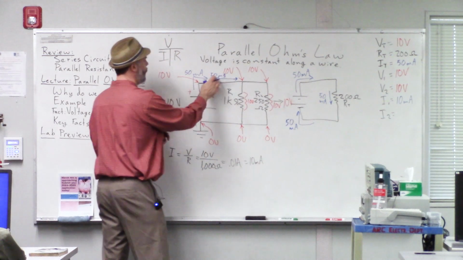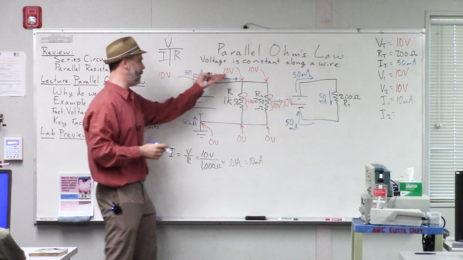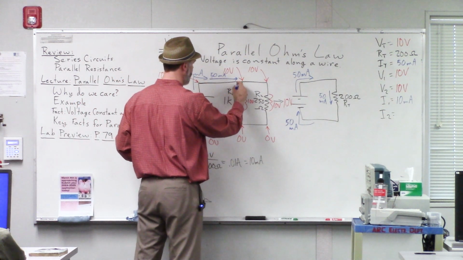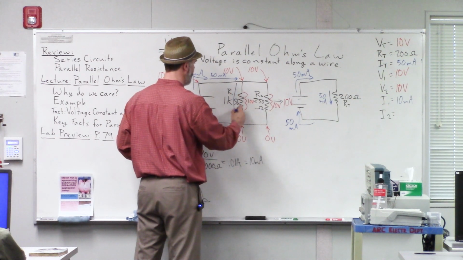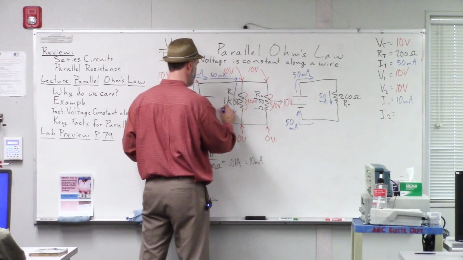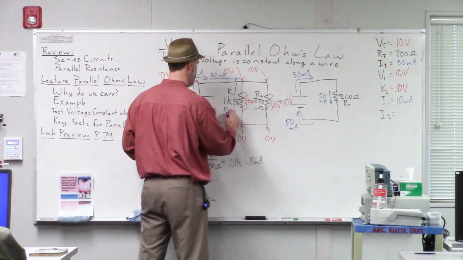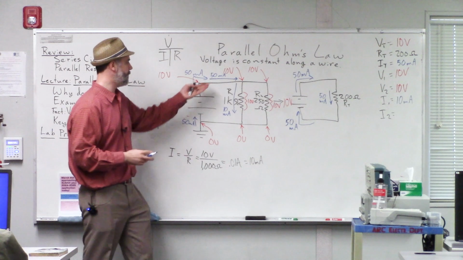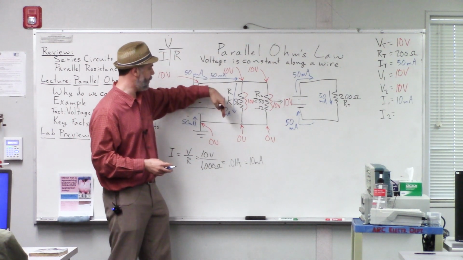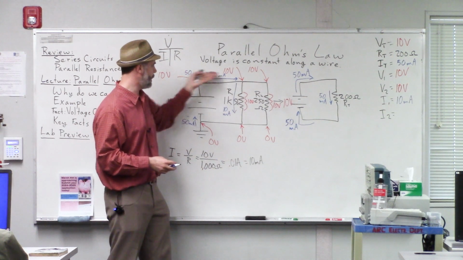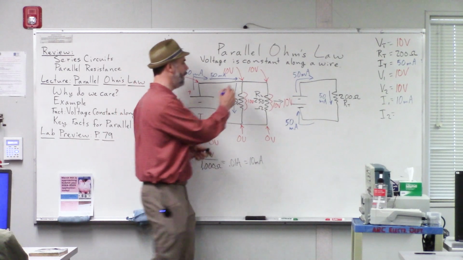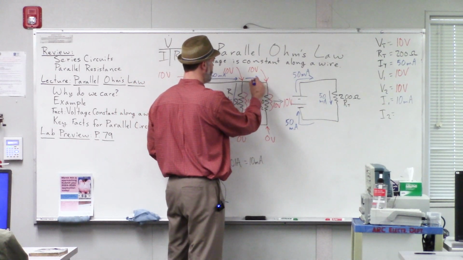Remember, this is like how much water is flowing through a pipe. So this is like 50 gallons per minute. And then some of it comes off and flows down through this pipe here. So down there, we said that we've got 10 milliamps. So you've got 50 milliamps coming along, 10 milliamps of it goes down that way. It's like 50 gallons per minute of water, 10 gallons per minute goes down that way. So the rest of it has to go this way.